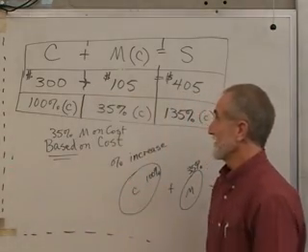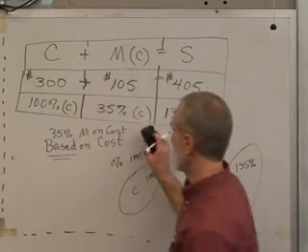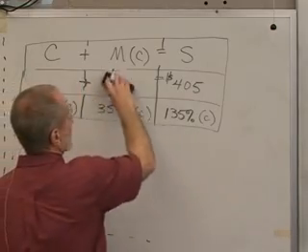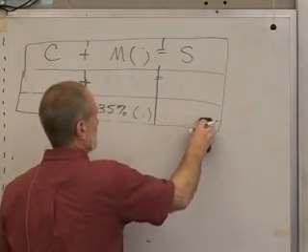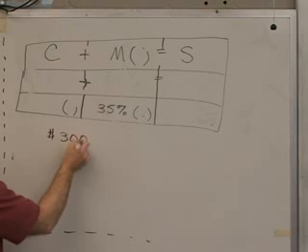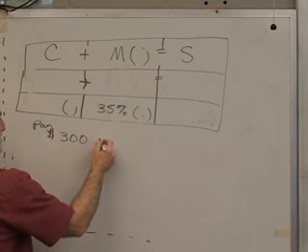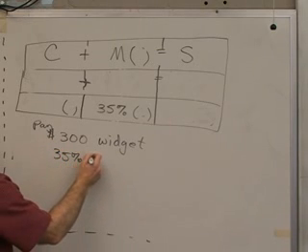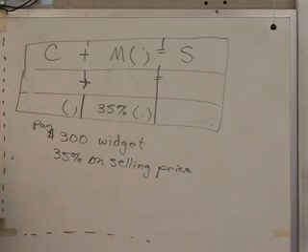Now, much of the world, much of the businesses in the world base their margin on cost. Most retail businesses, however, base their margin on selling price. Let's look at a very similar situation where we say, this business, we pay $300 for a widget. To stay in business, we need a 35% margin on selling price. Find the selling price and the margin, or the markup.